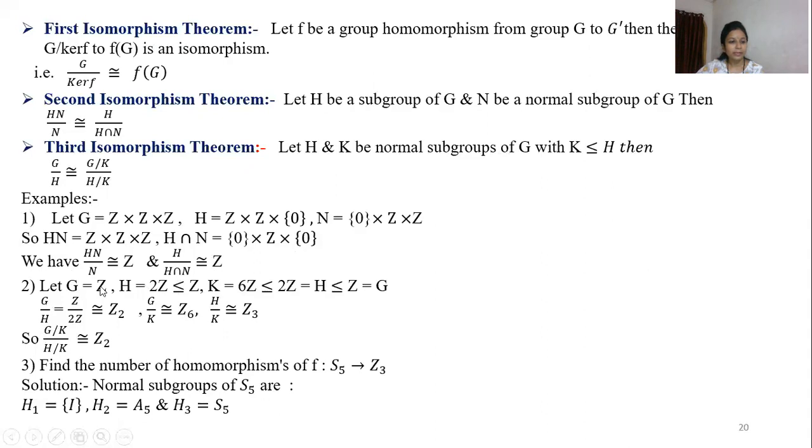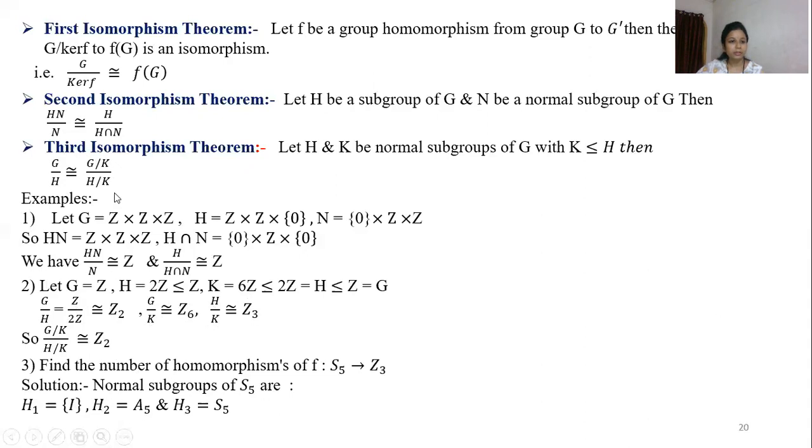Therefore, what we obtain: G by H, Z upon 2Z, is isomorphic to Z2 by the previous remark. G by K, Z upon 6Z, is isomorphic to Z6. H by K, 2Z upon 6Z, is isomorphic to Z6 upon 2, that is Z3. So G by K upon H by K is isomorphic to Z6 divided by Z3, which is Z2. Therefore, both are similar. This second example is the illustration of the third isomorphism theorem.